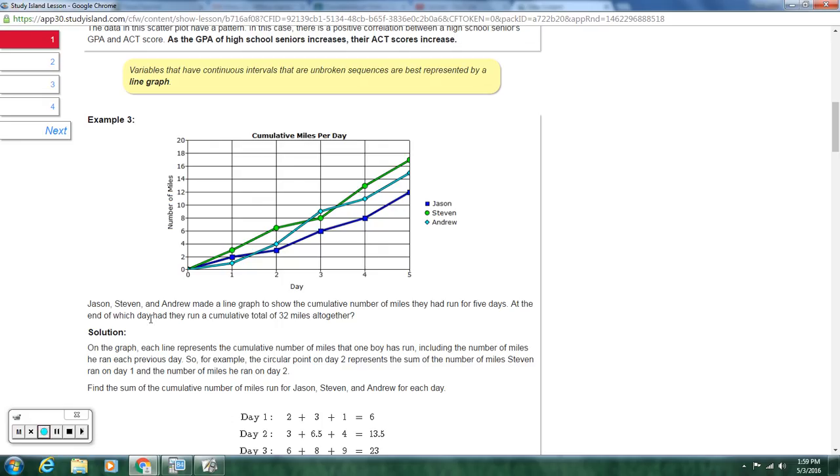All right, so it says, at the end of which day had they run a cumulative total of 32 miles together. 32 miles together. Now, some of you are going to go over here and you're going to look for a 32. You see a 32 anywhere over there? No. What does cumulative mean? You know what cumulative means? It's adding everything up together. This is cumulative miles. So on day 1, just like what we were talking about, they had this many miles, and then day 2, so for the total, that week he had run that many.